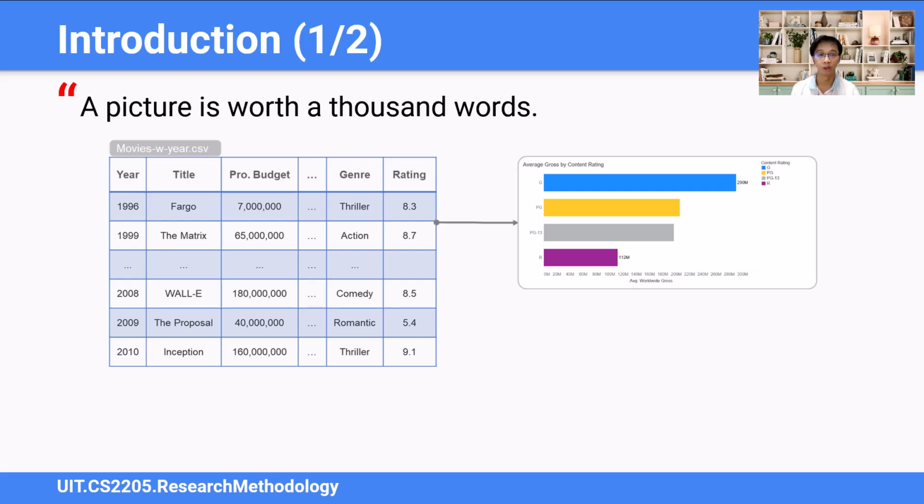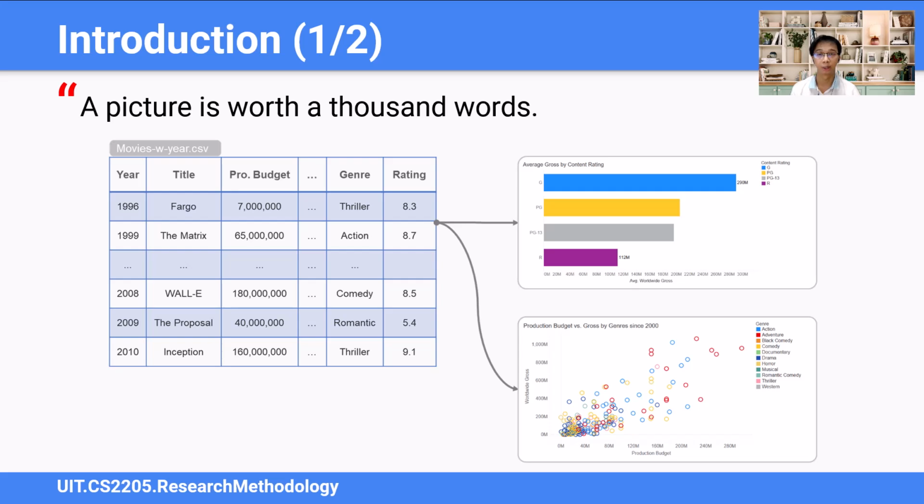For other questions like, what is the relationship between gross and budget? The effective way for you to analyze and deliver insight is still an analytic visual like this. But previously, this kind of analytic was the privilege of analysts or those who have expertise in data analytics, and that is the gap here.